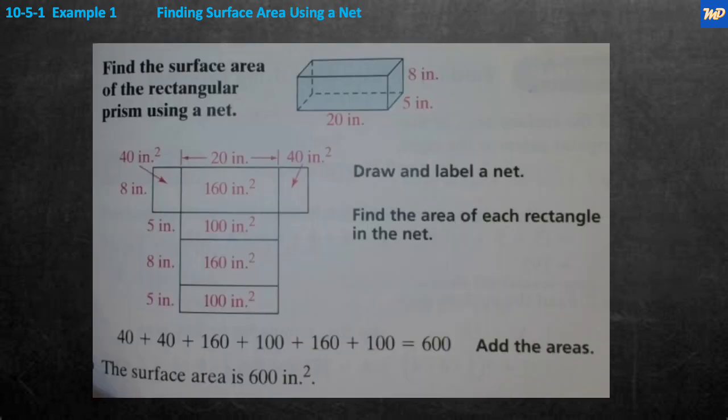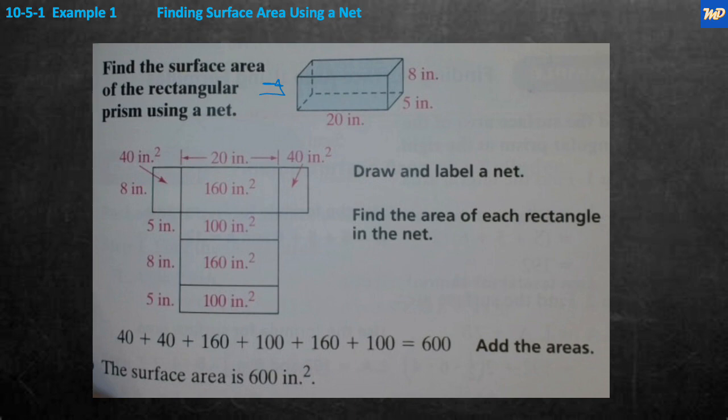Okay, example 1, finding surface area using a net. It says find the surface area of a rectangular prism using a net. Well, here's the prism they want us to find the surface area of right here. And let's look at these dimensions. We have 20 inches long, 5 inches by 8 inches. And here's the net they drew.